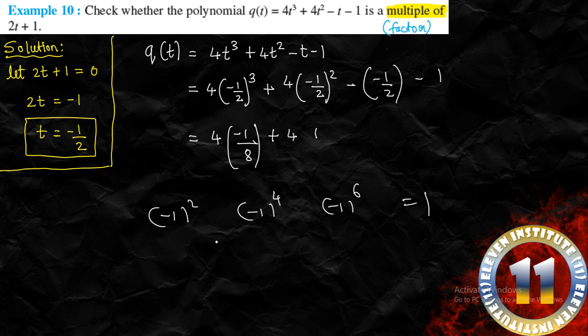The answer will be always 1 if the power is an even number. Minus 1 cube, minus 1 raised to power 5, minus 1 raised to power 7, the answer will be always minus 1. So if power is even, the answer is positive. If power is odd, the answer is negative for minus 1. I hope this is clear to you.